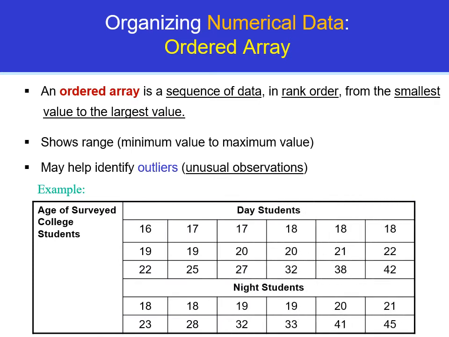Here we have the data for the age of students for two types of classes. We have day shift students and night shift students. We have ordered the age of these students from the youngest to the oldest for these two types of classes. Here the youngest student in the day shift classes is 16 years old, and the oldest student in the day shift classes is 42 years old. For the night shift classes, the youngest student is 18 years old, and the oldest student is 45 years old.